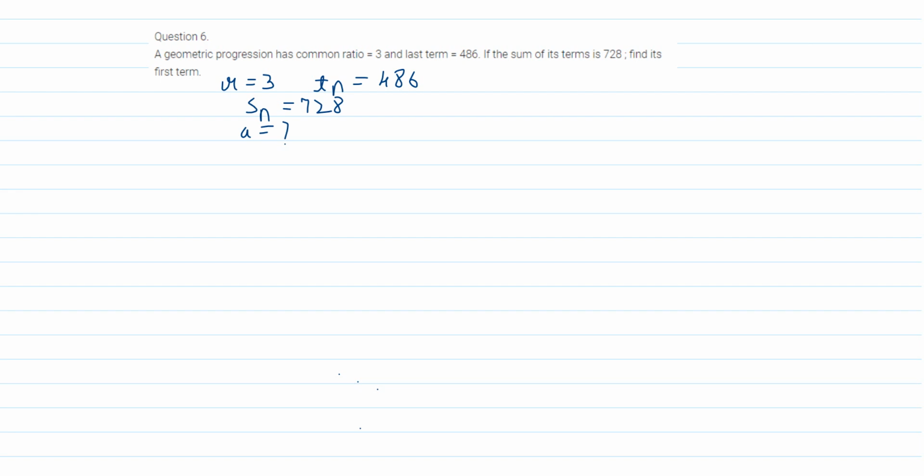Okay, so students, we have this formula. When the last term is given to you, we have a formula. You have to note this down, the points to remember also. So your Sn will be equal to Tn into R minus A upon R minus 1. Okay, so we'll do this.